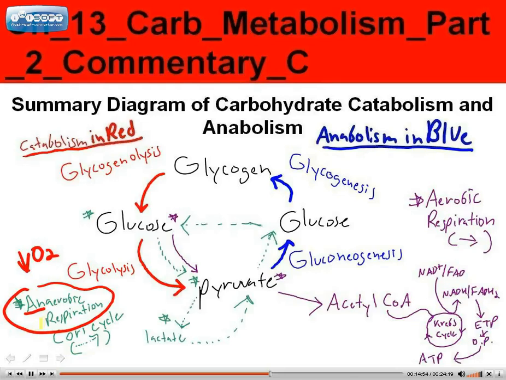Consequently, here is the crude pathway. You start off with glycolysis, so you go from glucose to pyruvate. Notice I made it green. I gave you green arrows. In this instance, anaerobic respiration is nothing more than asterisks. So let's focus on the green asterisks for right now. In anaerobic respiration, you go from glucose straight to pyruvate.